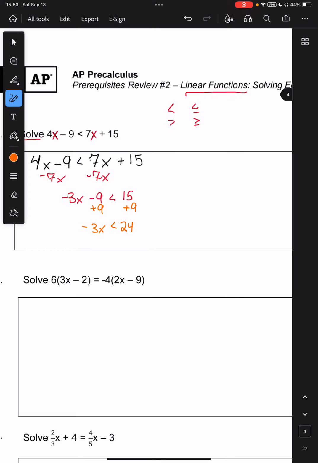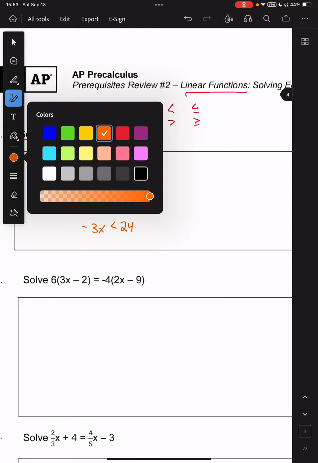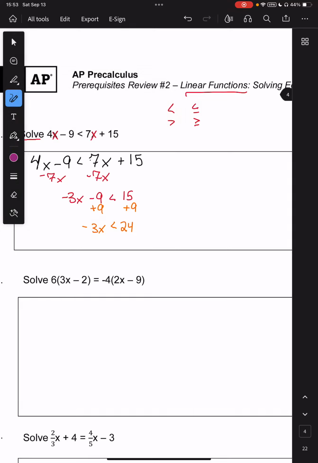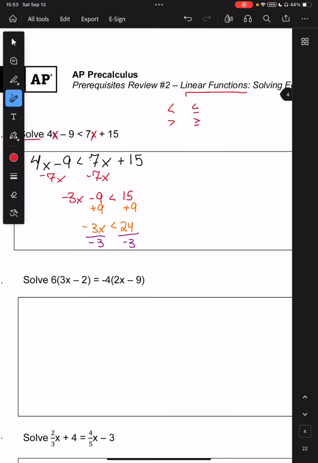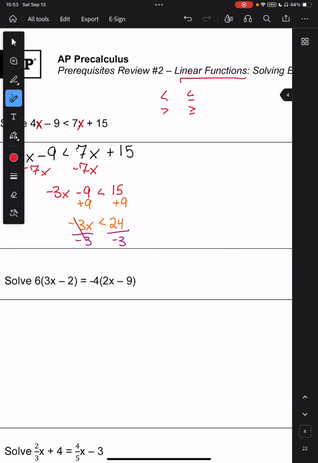So now we have a very important rule in math, and specifically with inequalities. So we are trying to solve for x, so we want to get x alone. To get x alone, we need to divide by what's in front, our negative 3. So when we divide, we are left with x is less than 24 divided by negative 3 is negative 8.